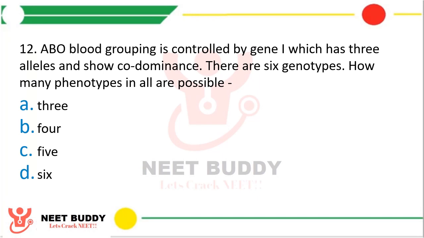Question number 12. ABO blood grouping is controlled by gene I, which has 3 alleles and shows codominance. There are 6 genotypes. How many possible phenotypes are there? 3, 4, 5 or 6? 6 genotypes. How many phenotypes are there? The correct answer is there are 4 phenotypes. And what are the phenotypes? The normal blood groups A, B, AB and O.